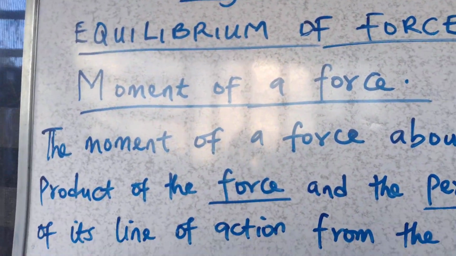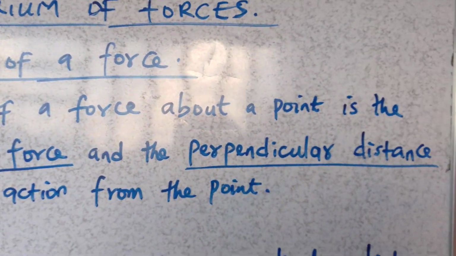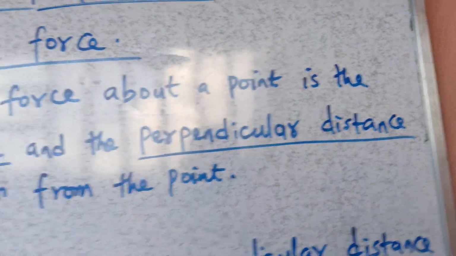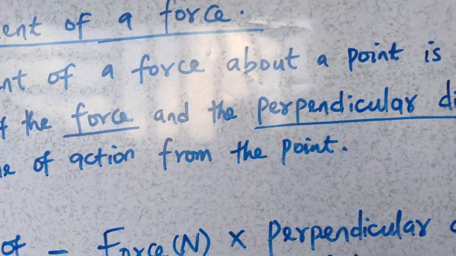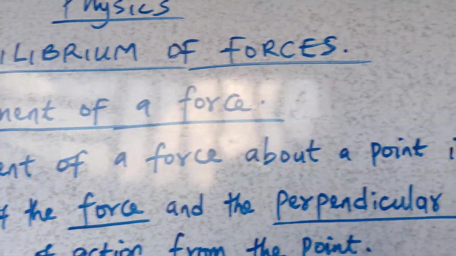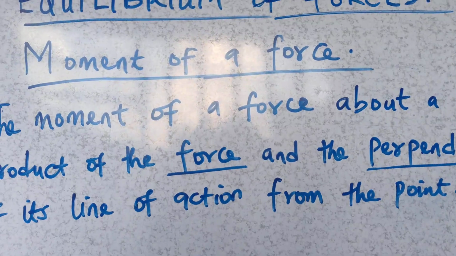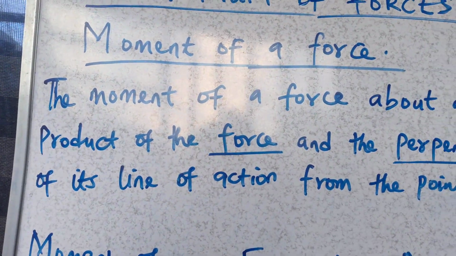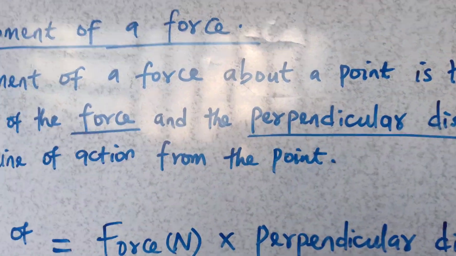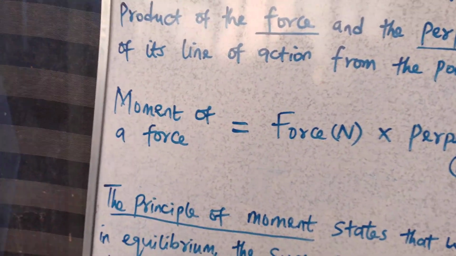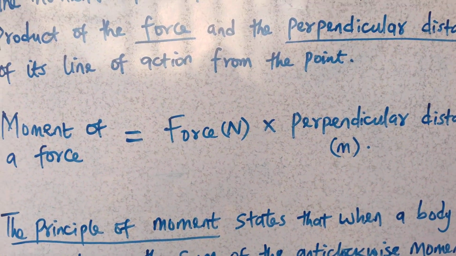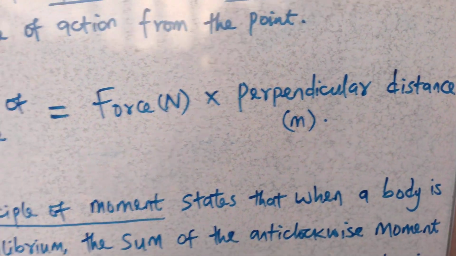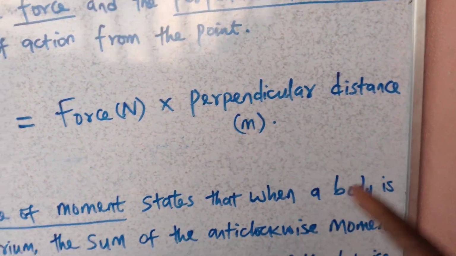Moment of a force. We say the moment of a force about a point is the product of the force and the perpendicular distance of its line of action from the point. Mathematically, the formula for moment of a force is equal to force measured in Newton, times perpendicular distance measured in meters. Okay, so moment is force times perpendicular distance.